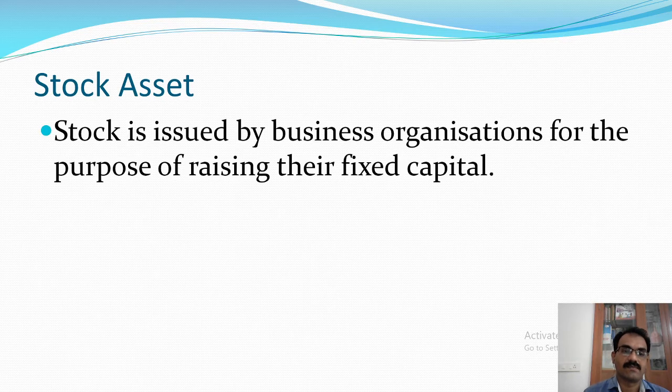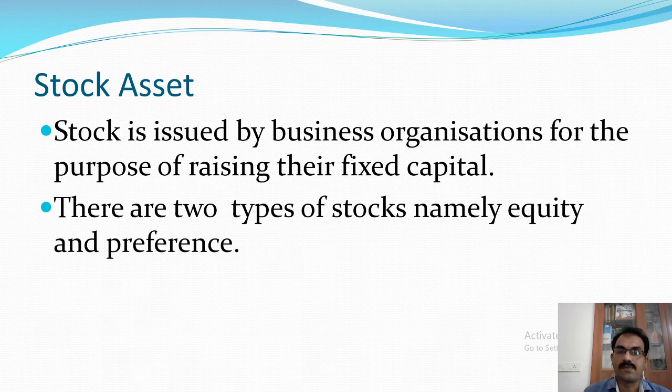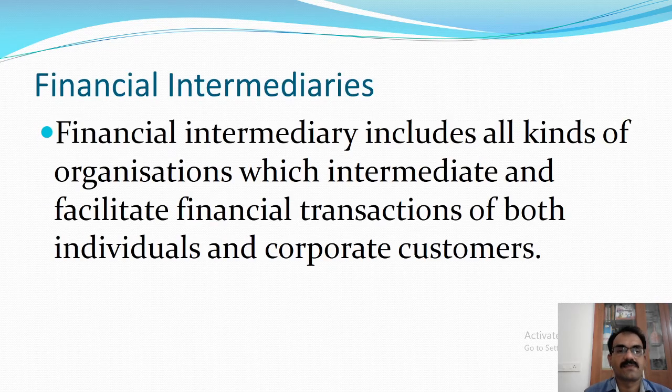Then stock asset. Stock is issued by business organizations for the purpose of raising their fixed capital. There are two types of stocks, namely equity shares and preference shares. These are the two types of stocks issued by companies.